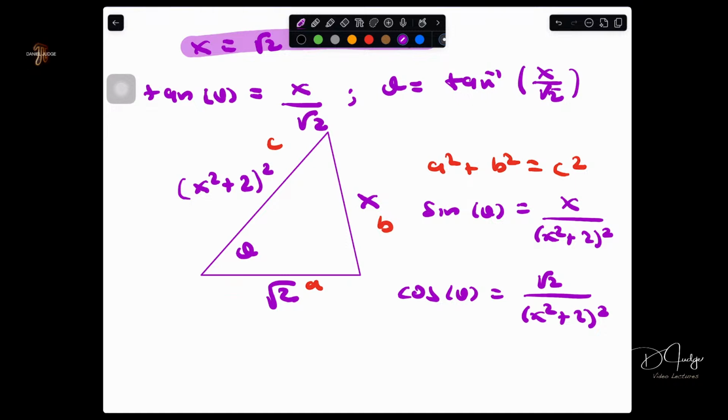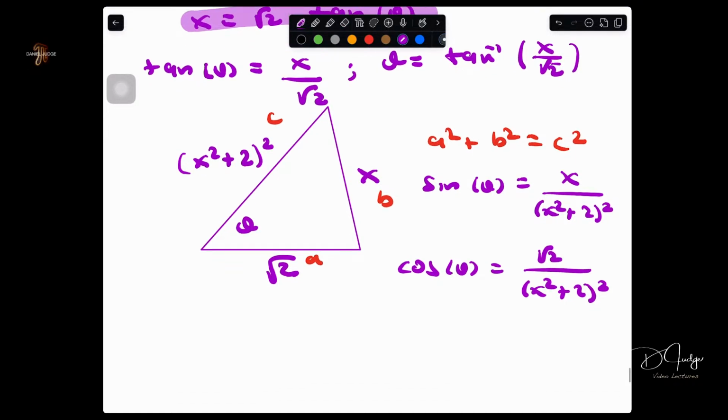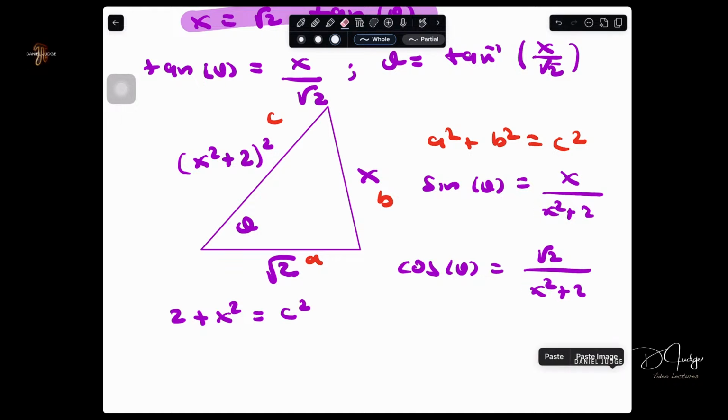Yeah, something's bothering me. Pythagorean theorem: a squared plus b squared equals c squared. Yeah, this is all without the power 2, so I apologize. C squared is a squared plus x squared. That's all good, so that makes some sense.